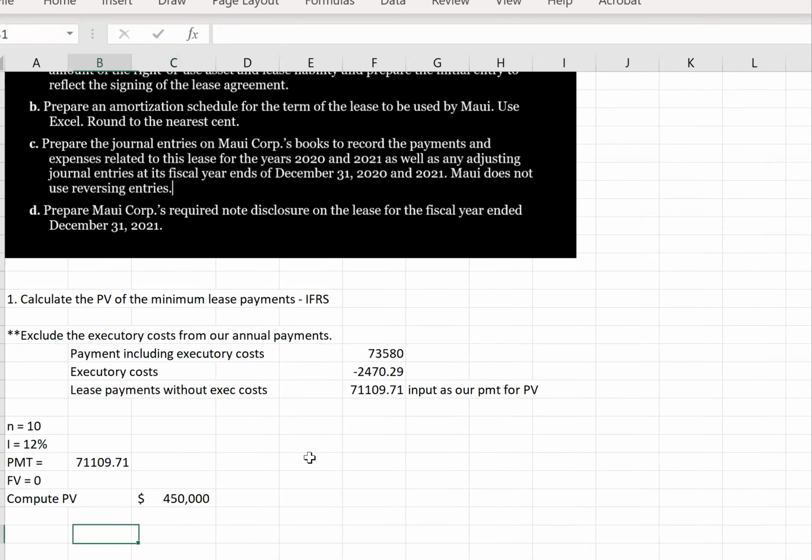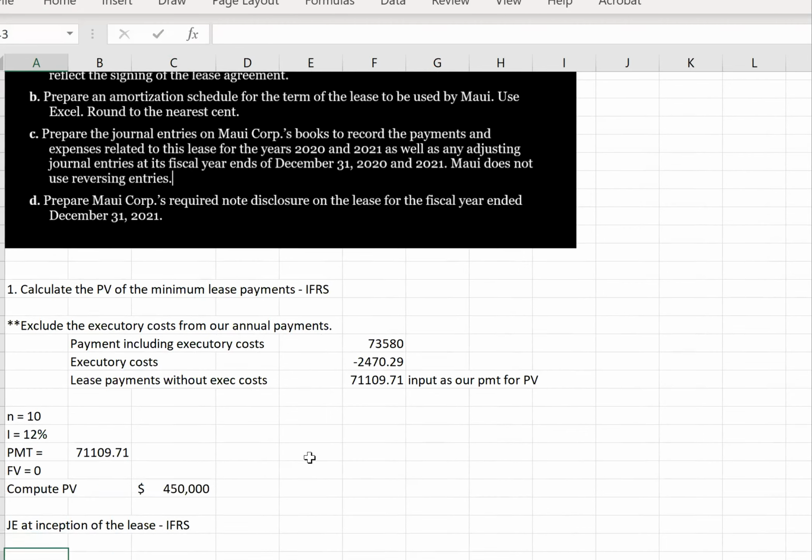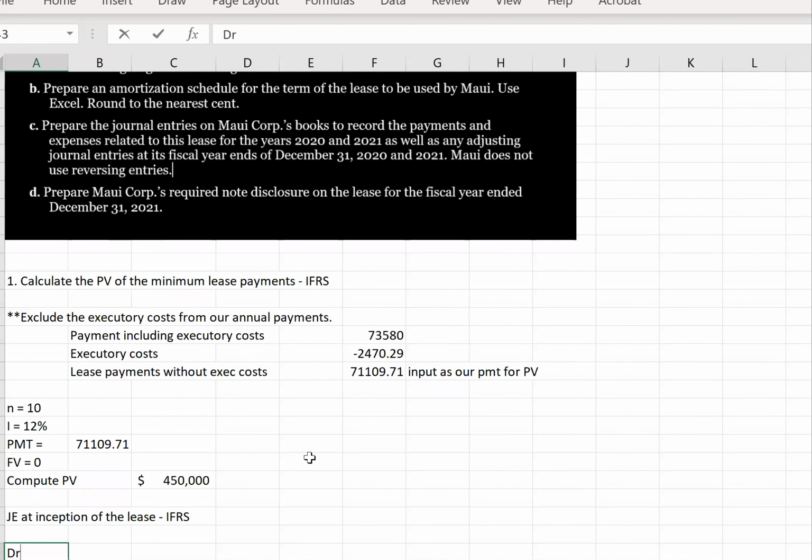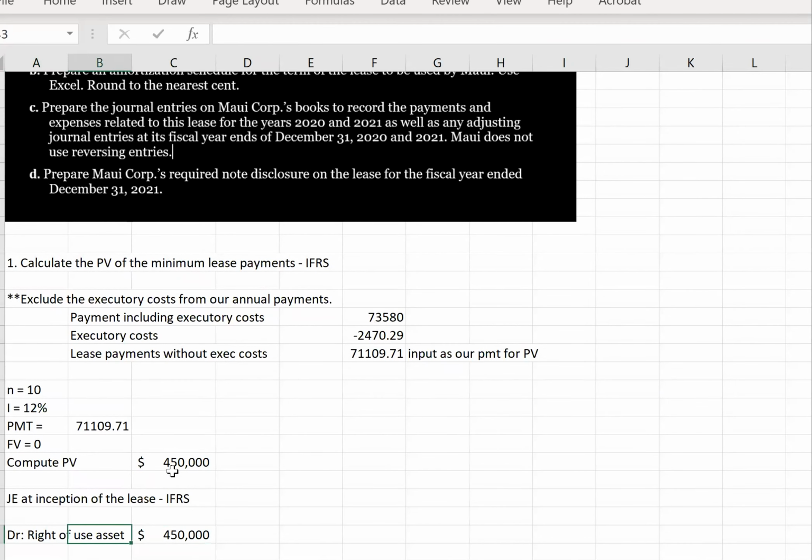450,000 then is our present value. So what's our journal entry? Journal entry at the inception of the lease. And of course, we're using IFRS. It's just important to remind ourselves so we're hitting the right account. So we're going to debit right of use asset, which is going to be for 450,000.